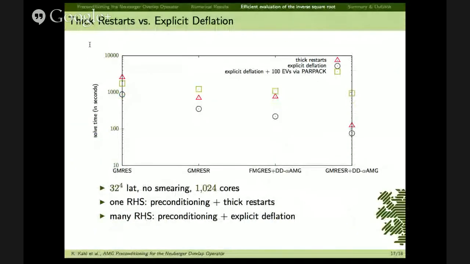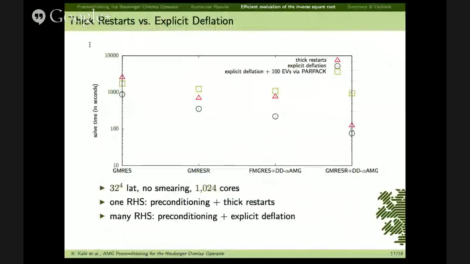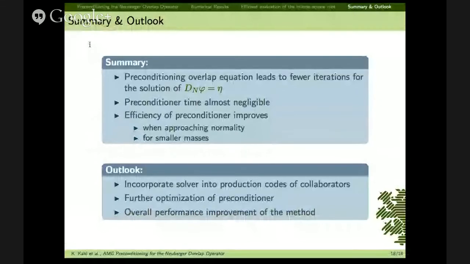Okay, and the same goes. This is now smeared, and this is not smeared. The picture is similar, but somehow here in the non-smeared case, the explicit deflation seems to be performing even better compared to the thick restarts, but we don't really have an explanation for that, I guess. Okay, so that's it, I guess.